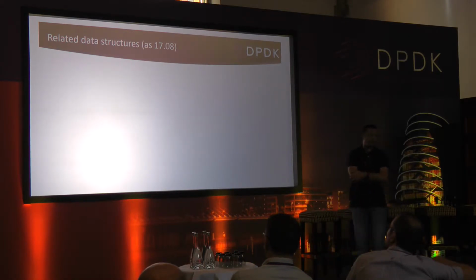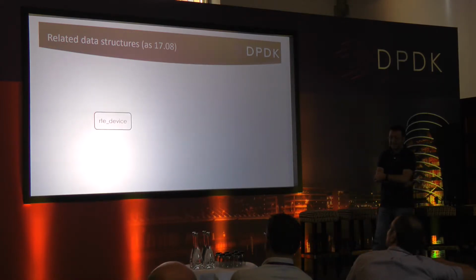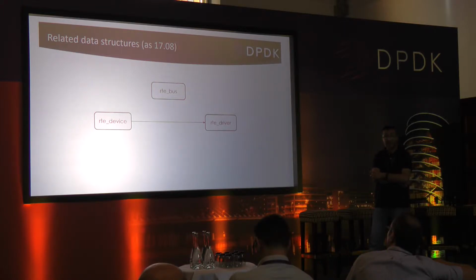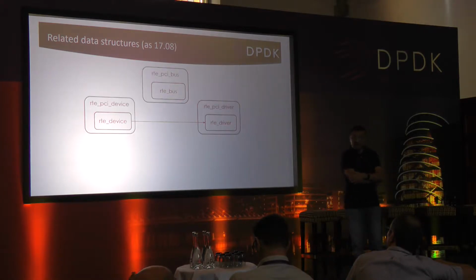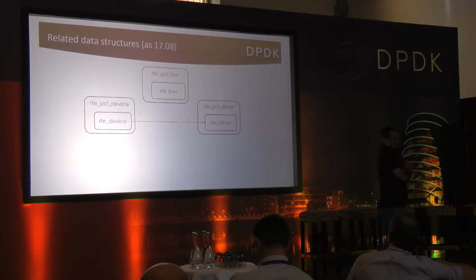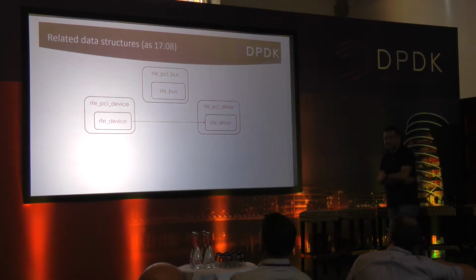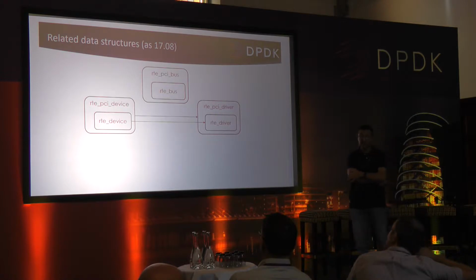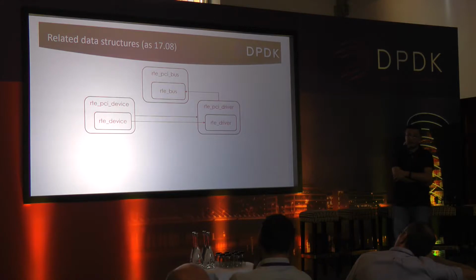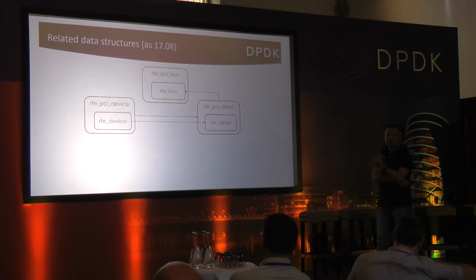So related data structures, again, with the latest release, not code: there are RT device, RT driver, and RT bus base classes, we can say. And there's a connection between device and driver. Then there are bus-specific structures inherited from these ones, like for this sample, PCI device, PCI bus, PCI driver. There's another connection between PCI device and PCI driver. And you can access from PCI driver to RT bus. It points to the generic bus, not the PCI bus.